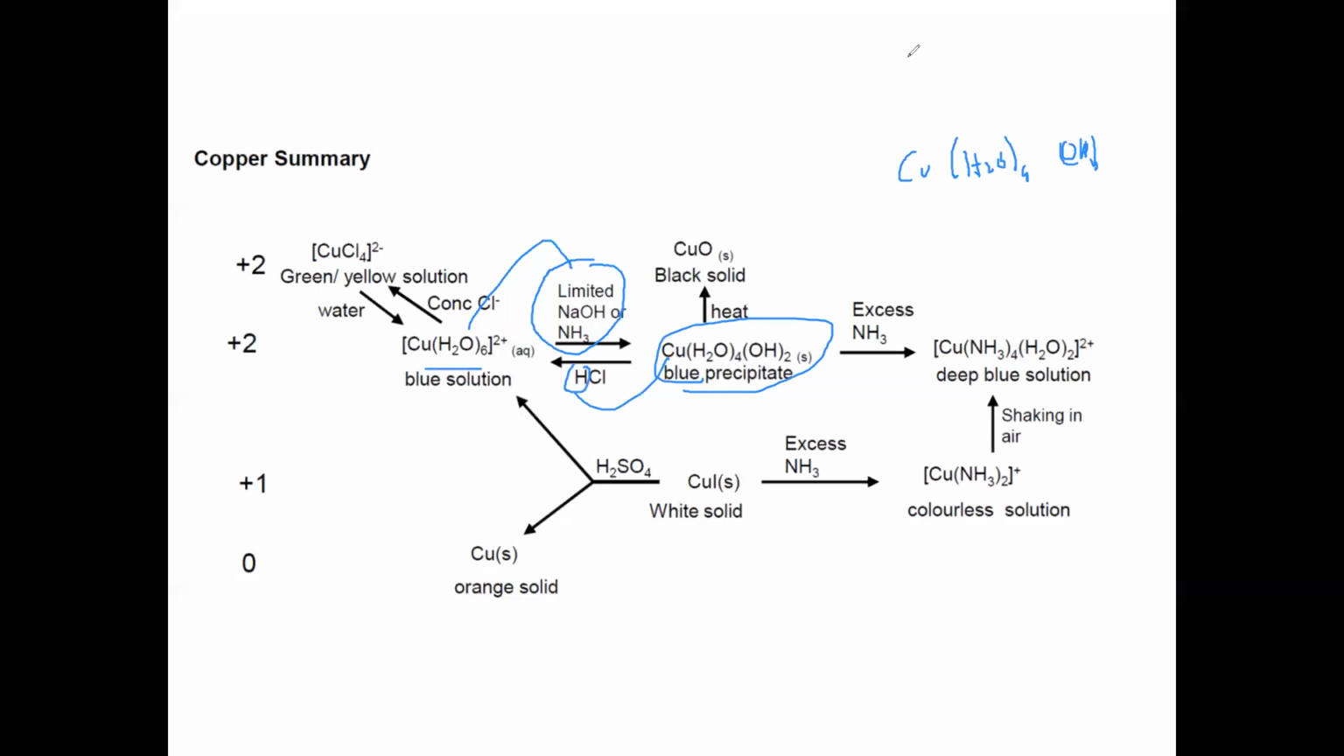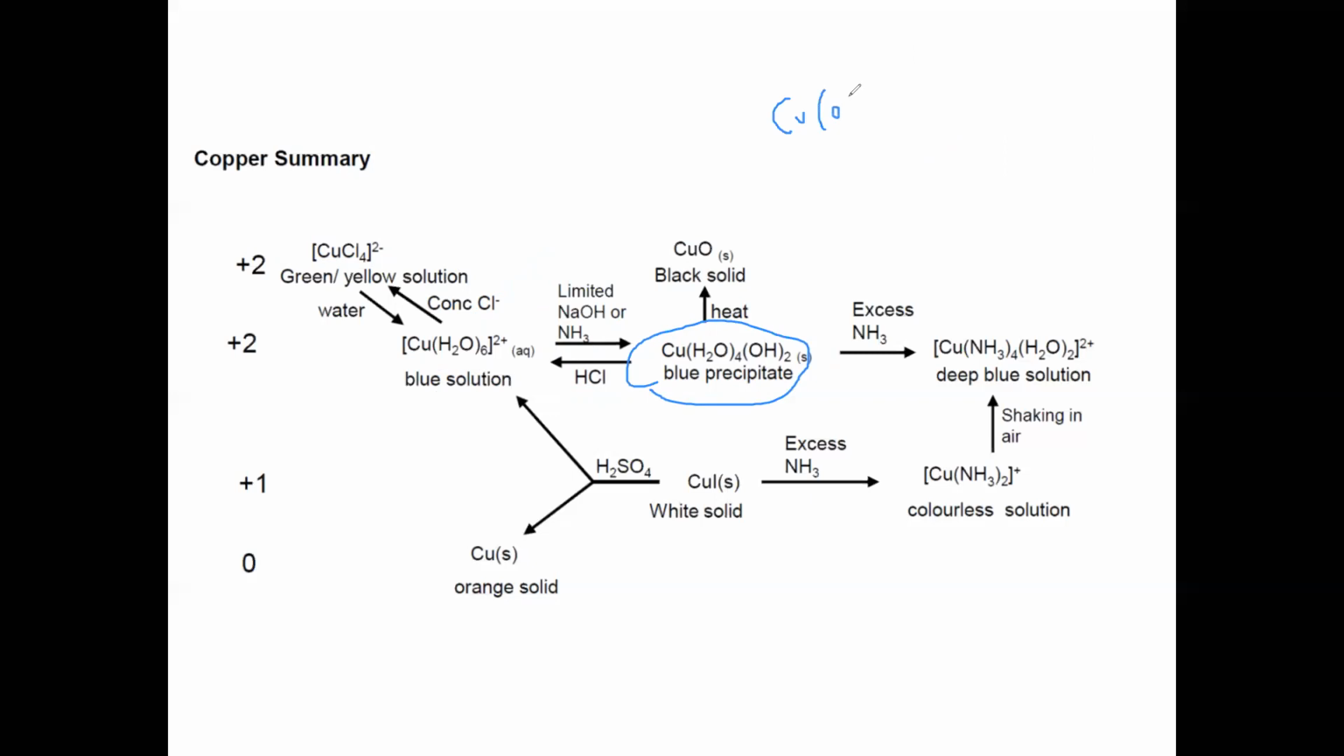Then if we supply heat energy to this copper hydroxide, the hydrated complex, on application of heat, will turn into copper oxide plus steam. And copper oxide is black in color, so what will we observe? We'll observe a black solid, which is copper oxide.